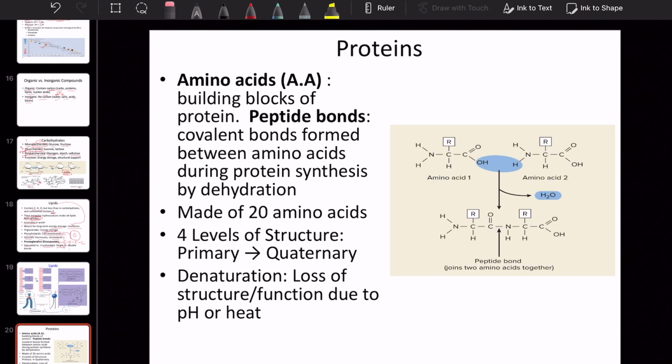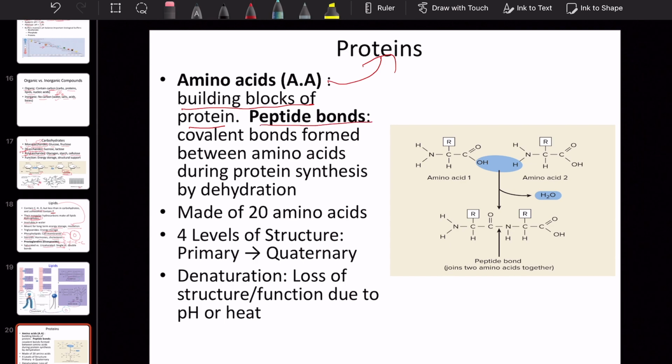Proteins are very important for our system. Those hormones are proteins, enzymes are proteins. They are made with amino acids. They are the basic building block of proteins. Amino acids are what? Building blocks of proteins. Then forming the bond between the amino acids is the peptide bond.